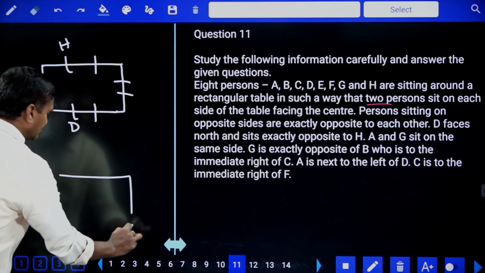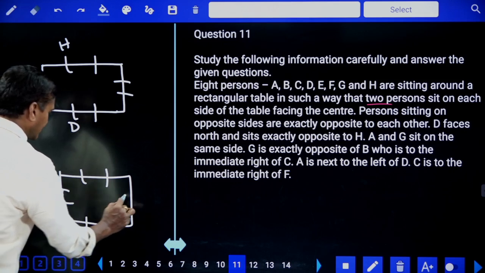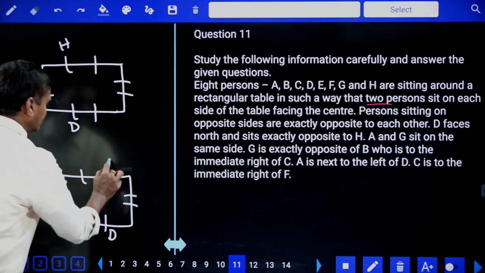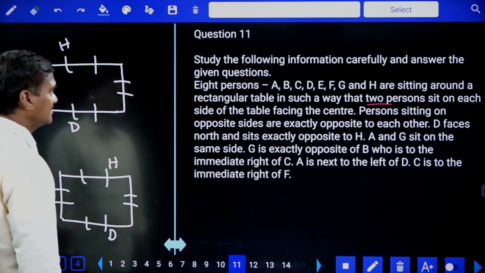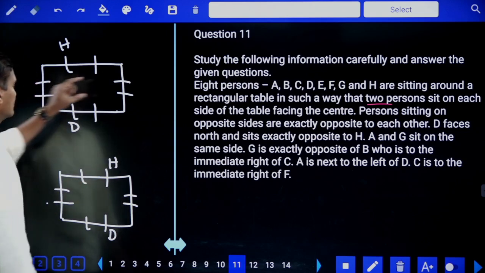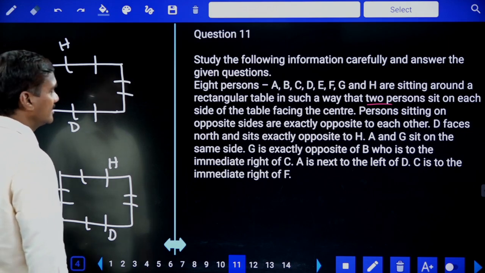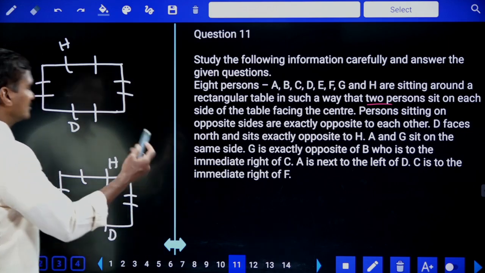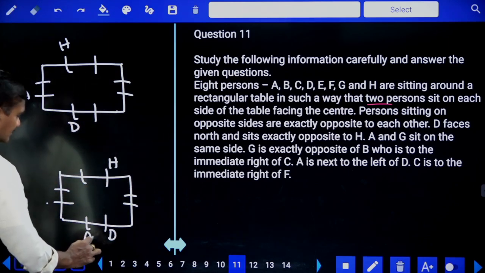And so how many possibilities we have? Two different possibilities. 1 2 3 4 5 6 7 8. Now if D is here, D sits opposite to H. Then D faces north and sits, and A and G sit on the same side. A and G ఇక్కడ ఉండొచ్చు, ఇక్కడ ఉండొచ్చు. And A and G sit on the same side. G sits exactly opposite to B. B who is to the right of C. A is next to the left of D.